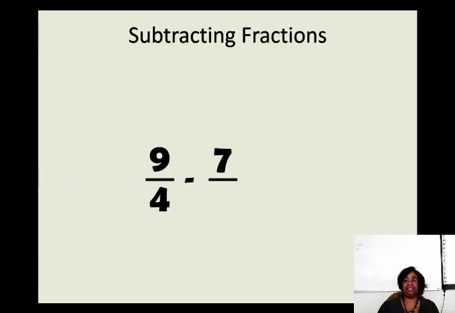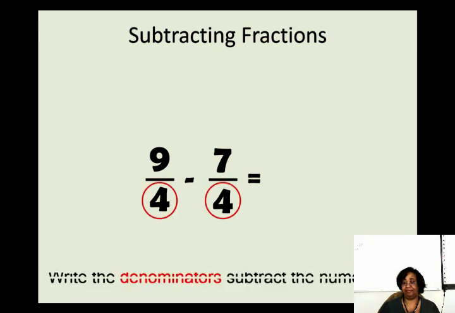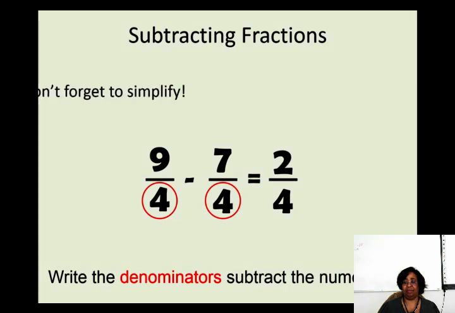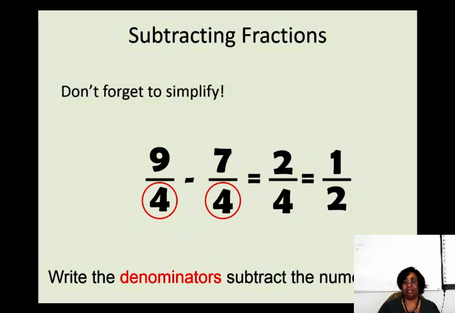Okay, what about this example? What should I get? 2 over 4. But if I get 2 over 4, is that reduced as low as it can go? No, then I can reduce it down to what? 1/2. A half. So 2 over 4 can be reduced by 2, and I would get 1/2.